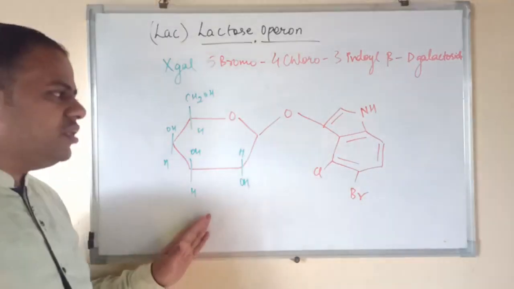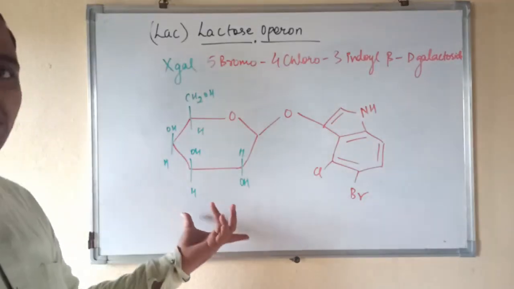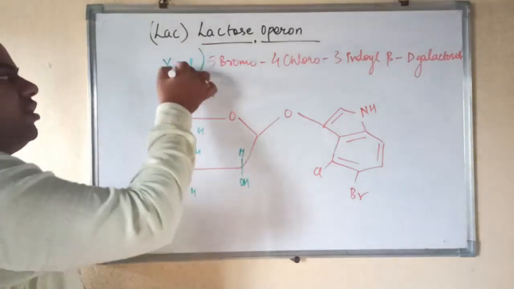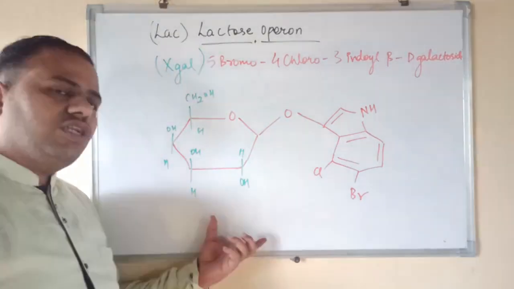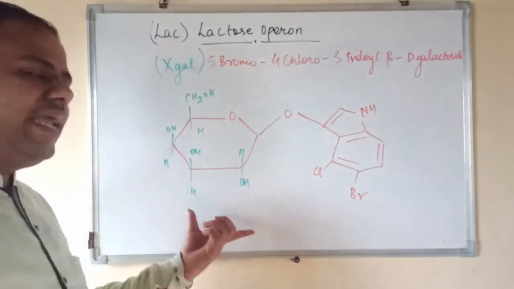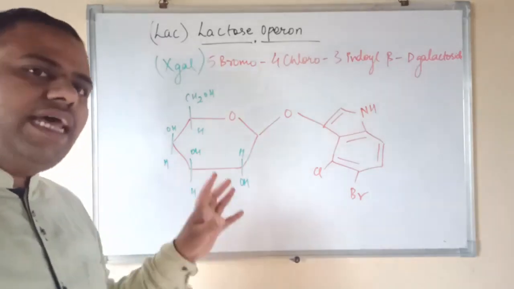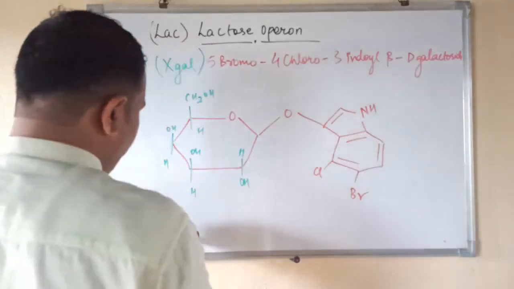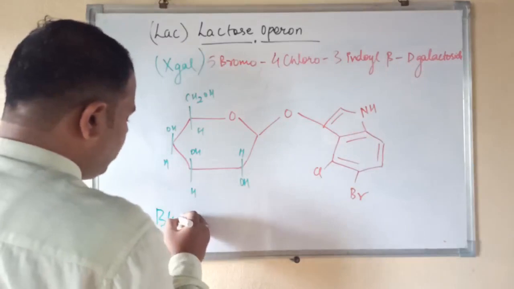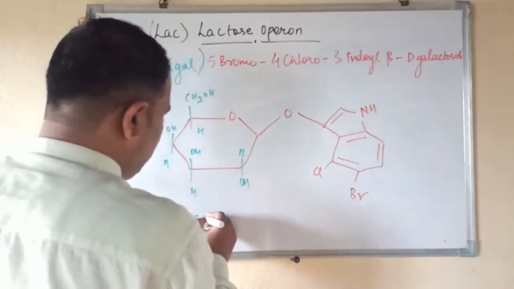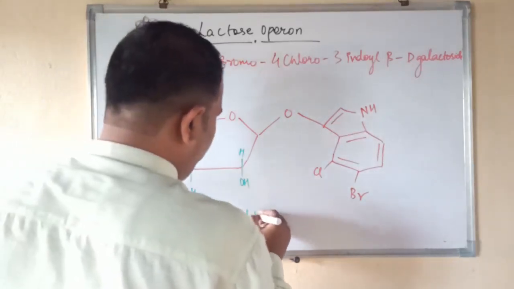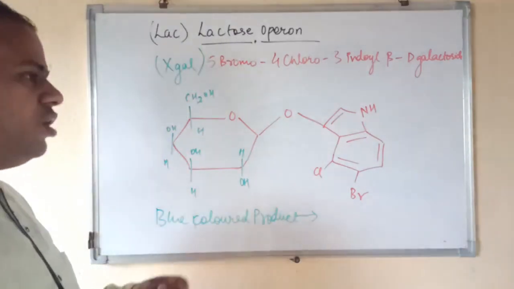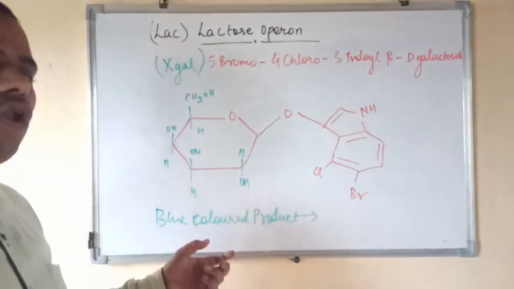So now what happens when beta-galactosidase acts on this? Okay, so I already told you that this is a substrate here. It will not act as an inducer. So this does not have the ability to act as an inducer, but it can act only as a substrate. Means what? The enzyme beta-galactosidase can break this substrate. Okay, so when the enzyme breaks this substrate, then a blue colored product is formed. So this blue colored product helps in indicating the presence or absence of a particular gene in that cell.